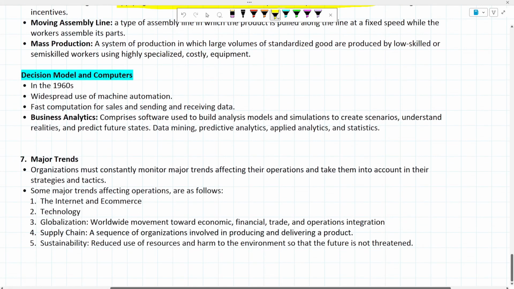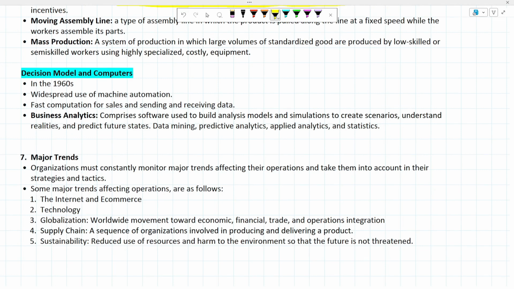So decision models and computers in the 1960s: widespread use of machine automation, fast computation for sales and sending and receiving data. Business analytics comprises software used to build analysis models and simulations to create scenarios, understand realities, and predict future states. Data mining, predictive analytics, applied analytics, and statistics.